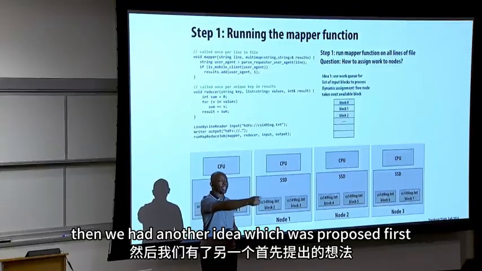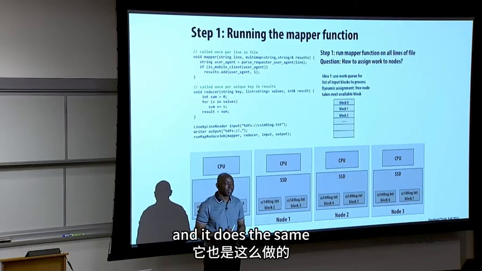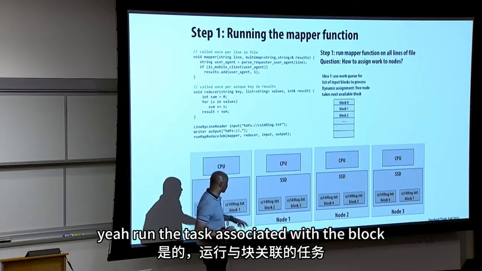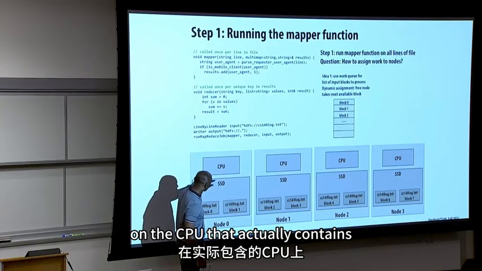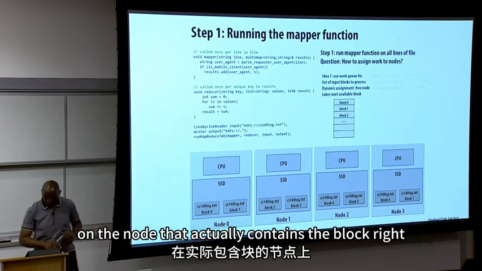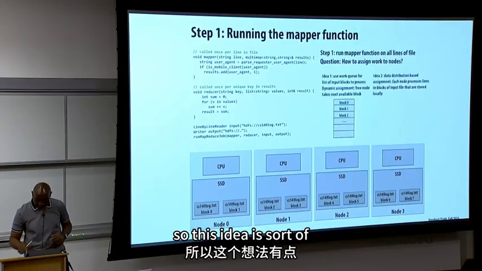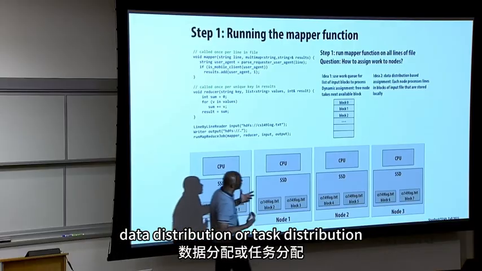Then we had another idea, which was proposed first. Run the task associated with the block on the node that actually contains the block. So this idea is sort of data distribution or task distribution.